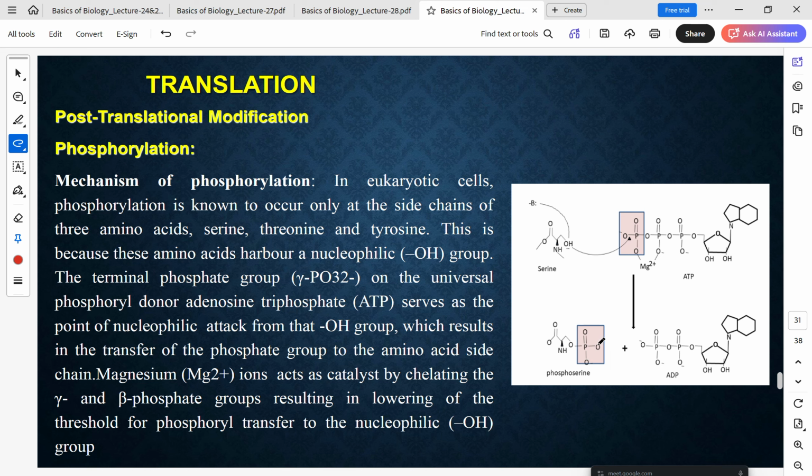In eukaryotic cells, phosphorylation occurs in the side chains of 3 amino acids: serine, threonine, and tyrosine. Usually, these are the 3 amino acids in which we see phosphorylation, and there are specific antibodies that recognize these phosphorylations as well. So, if you want to see an active versus an inactive protein, we can selectively stain with phospho-specific antibodies to see what the status of the protein is in a cell.